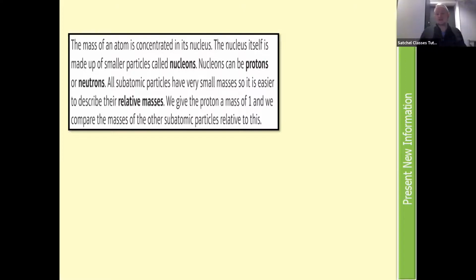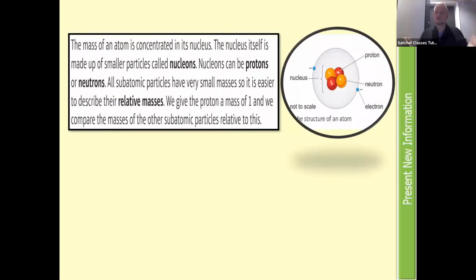All subatomic particles have very small masses. So instead of describing their mass in kilograms, which would be a really long and difficult number to process, we talk about what's called their relative masses. This means that we measure the mass of a subatomic particle relative to a different standard. We give the proton a mass of 1 atomic unit, and then we compare the mass of all of the subatomic particles to the proton. If you can imagine a pair of scales with a proton on one side, everything that we measure is then given a mass relative to how much of a proton it weighs.